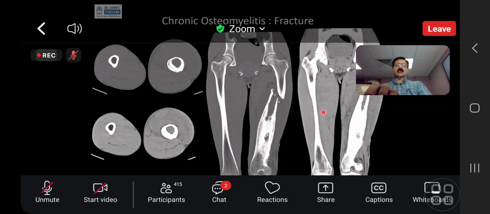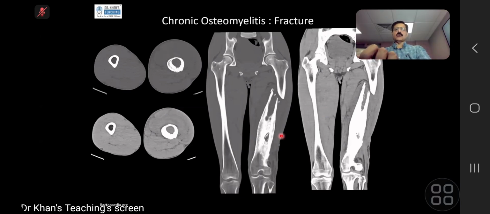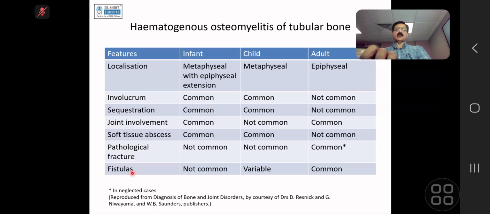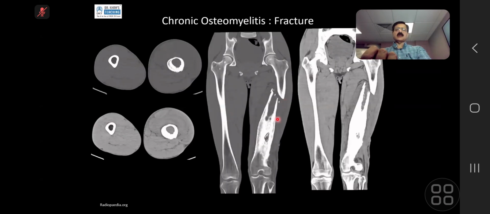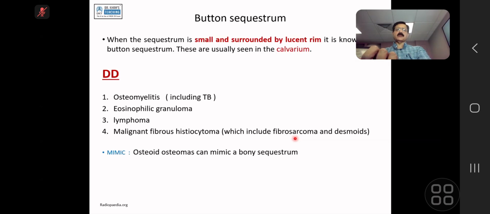So look at this case of chronic osteomyelitis, which has presented with a secondary fracture. So if you go here, pathological fracture. Infant and children, not common. In adult, it is more common. This is an example where we can see thickened bone, sequestrum, and fracture here.